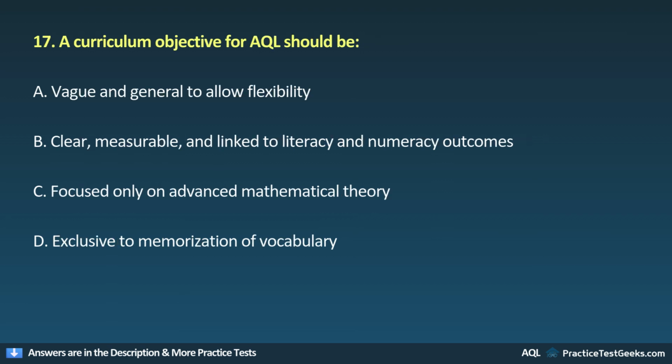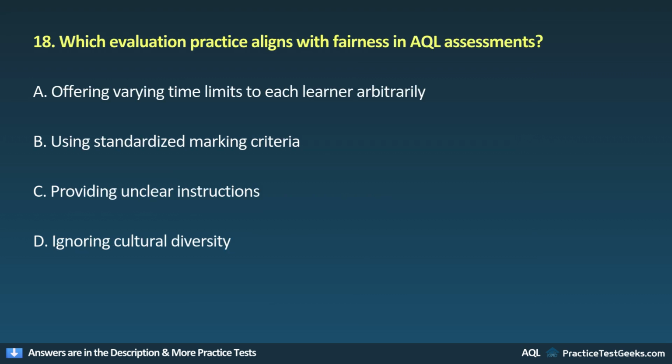17. A curriculum objective for AQL should be: A. Vague and general to allow flexibility. B. Clear, measurable, and linked to literacy and numeracy outcomes. C. Focused only on advanced mathematical theory. D. Exclusive to memorization of vocabulary.